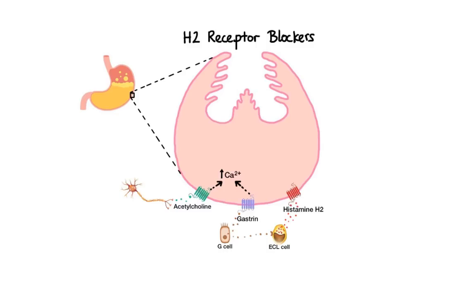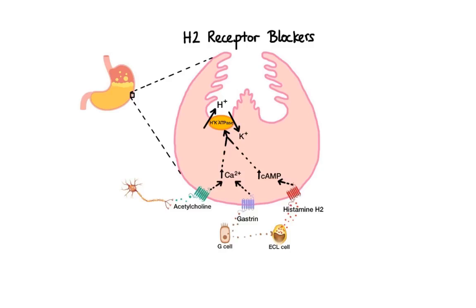Finally, histamine secreted from enterochromaffin-like cells acts on the H2 receptor to activate adenyl cyclase, leading to an increase of intracellular cyclic AMP levels. Now, this increase in intracellular cAMP and calcium results in activation of protein kinases, which in turn stimulate hydrogen-potassium ATPase. This so-called gastric proton pump secretes hydrogen ions into the lumen of the stomach in exchange for potassium.